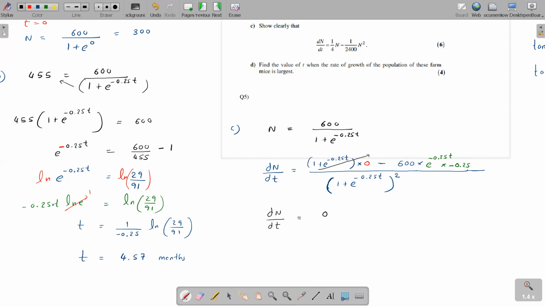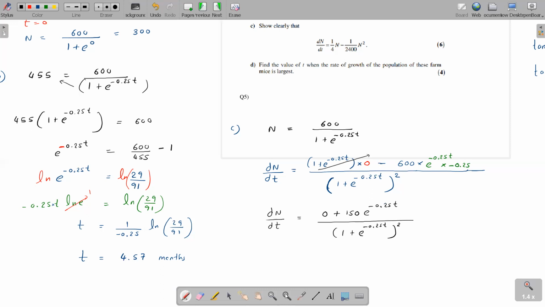And then can you all tell me what I get when I multiply 600 with 0.25? How much is it? 150. So plus, minus plus, 150 e to the power minus 0.25t over 1 plus e to the power minus 0.25t, whole thing squared. Okay, so we get like this. So I get an equation like this.